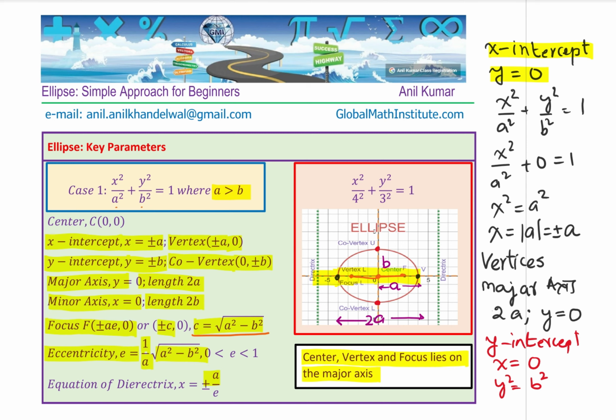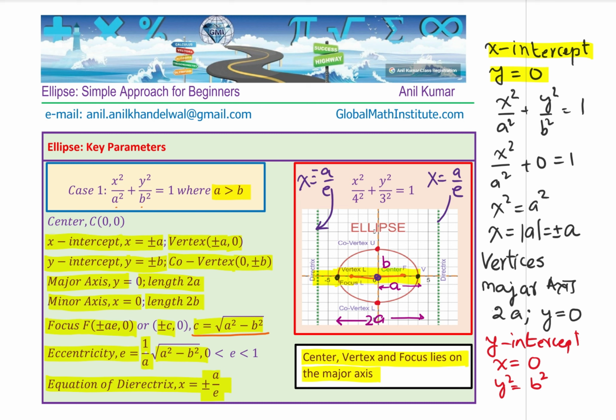And the equation of this directrix is given as x equals A over E. So the equation of directrix is x equals A over E. Now this one is on the left side, therefore minus A, and this will be x equals plus A over E. So that is how you get all the parameters of an ellipse using the simple equation where the center is at the origin.